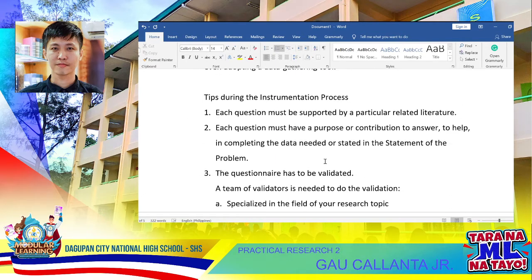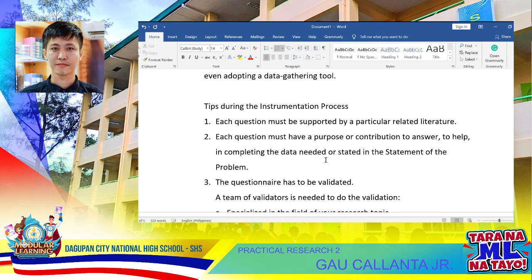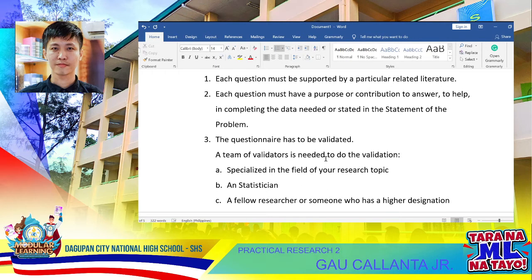Now let's go over instrumentation, the process of writing or developing or adopting a data gathering tool. We have 3 tips here. Each question must be supported by literature. Each question must have a purpose, to help in answering the questions in the statement of the problem. Number 3, your questionnaire has to be validated. You cannot float a questionnaire that is not validated, meaning to say your results are also invalid.